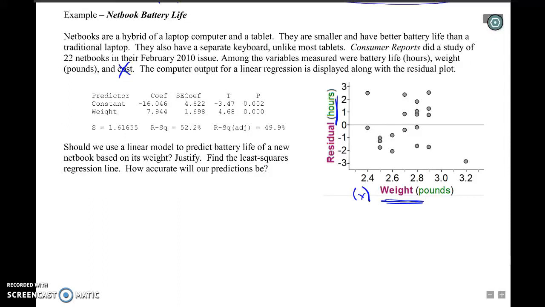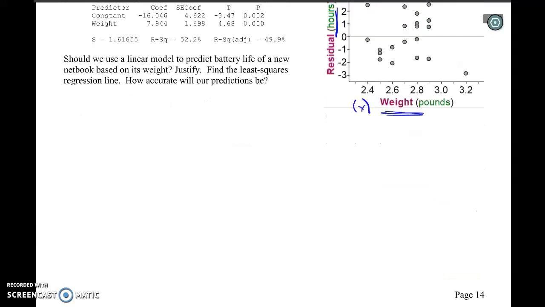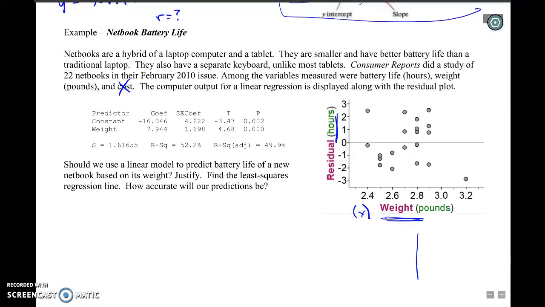Justify. Okay, so first of all, is a linear model appropriate? Notice they didn't give us an original scatter plot of weight versus hours, the time that the battery lasts. But they did give us a scatter plot of weight versus the residual of your hours. This is a residual plot. So I don't know if my original looked linear. But if there's no pattern left over in the residual, then I know a linear model is appropriate. So should we use a linear model?